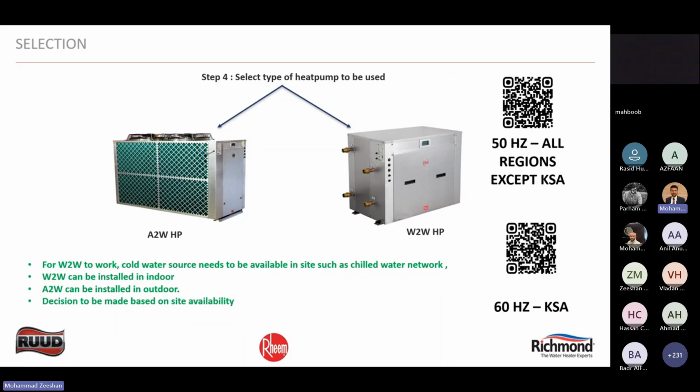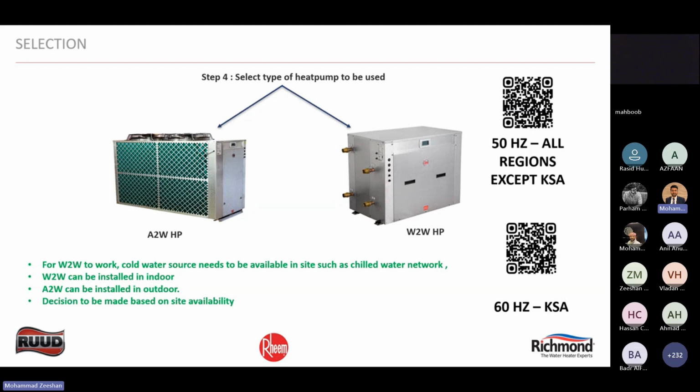Now for water to water to work, I need to have a water source from which I can extract energy. My water to water heat pumps work from 12 degrees up to 35 degrees on the primary side. So if I have anywhere a water which is in this range, I can use this water to heat my water on the other side. Some examples could be chilled water plants, recovery systems, etc. And also you need to have enough flow rate to provide it for the water to water heat pumps.